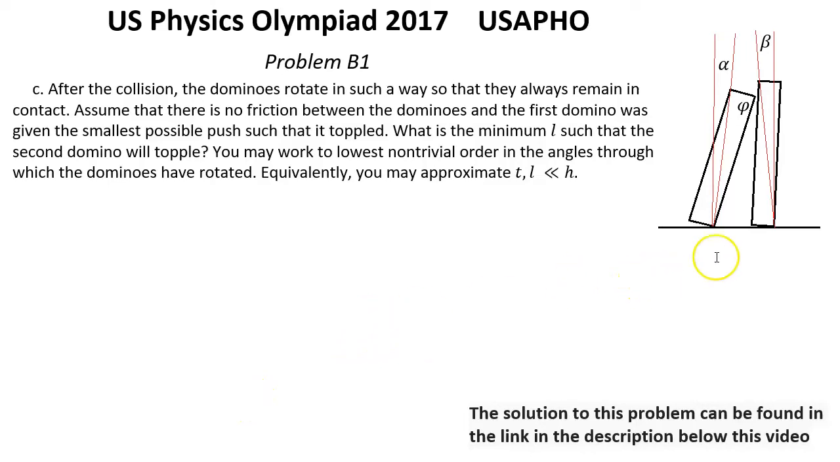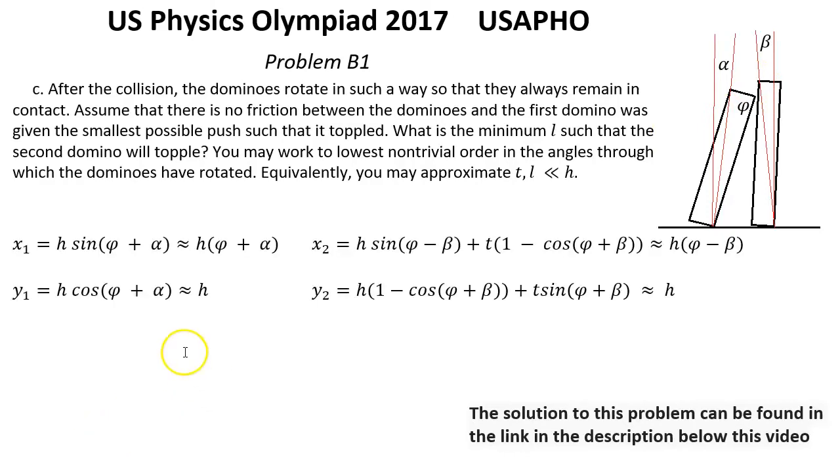And now we can count what is the relation between alpha and beta when these dominoes touch each other. Let's count the position for the upper right corner of the left domino and the upper left corner of the right domino. Position for the upper right corner of the left domino, x1, equals this expression, and for small angle, that's h multiplied by phi multiplied by alpha. And the x position for the upper left corner of the right domino will be this expression, which is approximately h multiplied by phi minus beta, because the term with 1 minus cosine of phi plus beta is second order compared to the first term, h sine of phi minus beta.